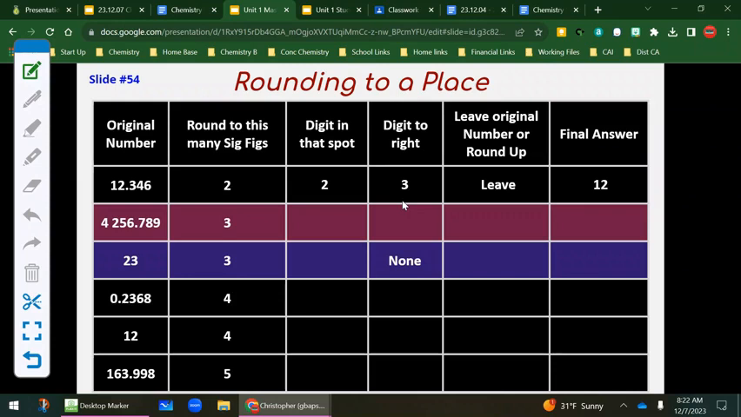So even though we said we were rounding to 2 sig figs, once we find the place that the 2 is in, the ones place here, it's like rounding to the ones place.